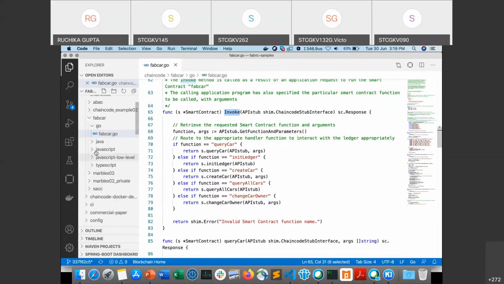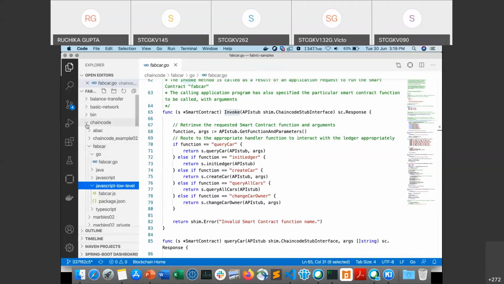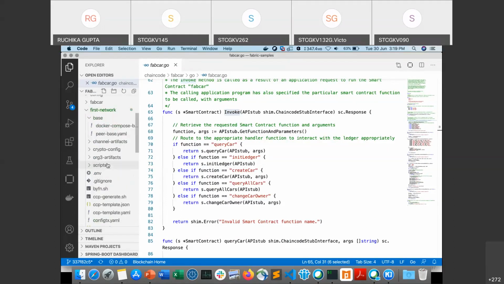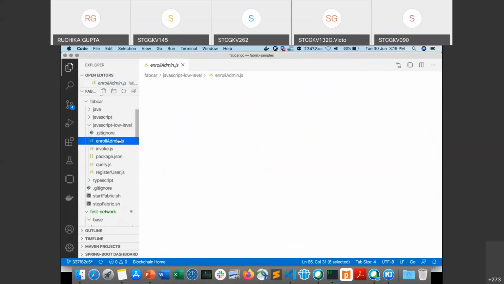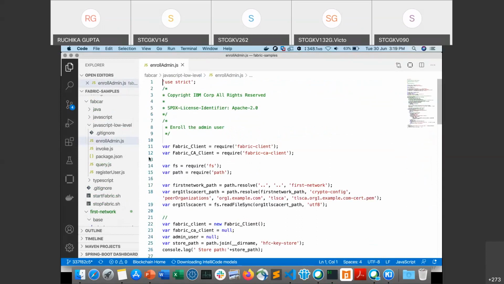I'll just show you how to run it. Going back to my Fabcar, over here we have sample code. The first step is always how do you enroll? Enroll means you download the certificate. As I said, for any kind of transaction you want to do on the blockchain, you need to have your certificates with you. Enrollment is the word we use where you talk to the blockchain network for the first time to get your certificates downloaded.